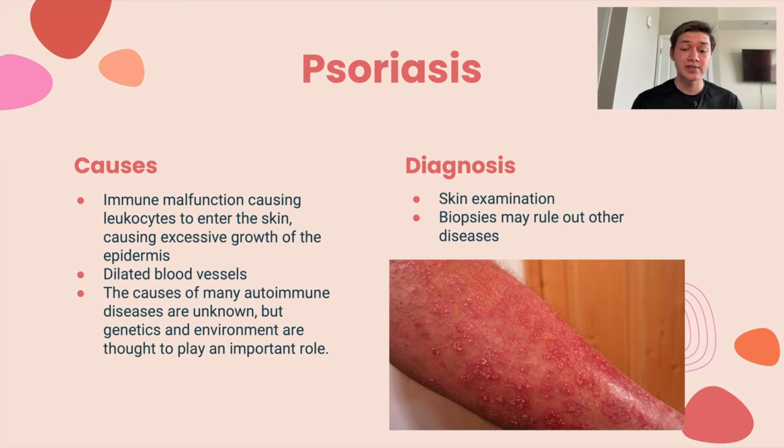So, how is psoriasis diagnosed? There's no specific test for it, so it can only be diagnosed by a visual examination of the skin. However, biopsies may still be gathered while the physician is making their differential diagnosis in order to rule out other diseases of the skin.